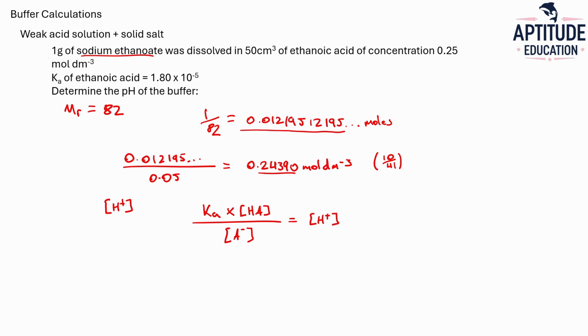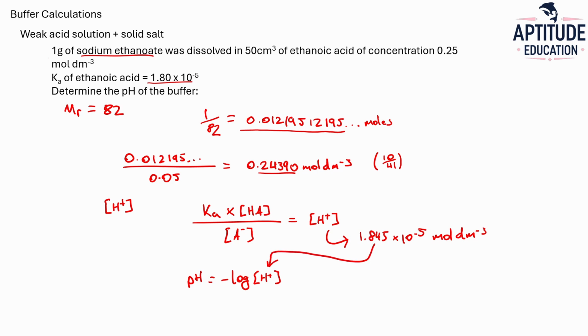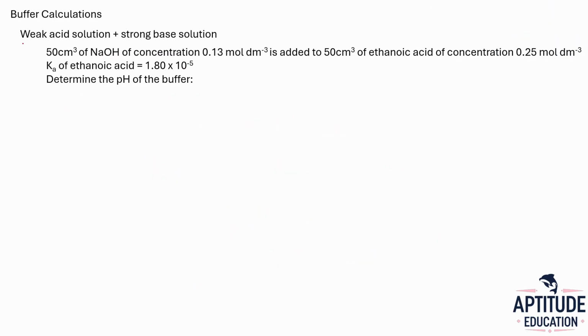So subbing in our numbers of 0.2439 alongside the Ka value and 0.25, that will give us a concentration of H+ of 1.845 times 10 to the minus 5 moles per decimeter cubed. From there, I know that pH is equal to minus log 10 concentration of H+, and so I'll sub in our value for the concentration of H+ into our equation, giving me a pH of 4.734.